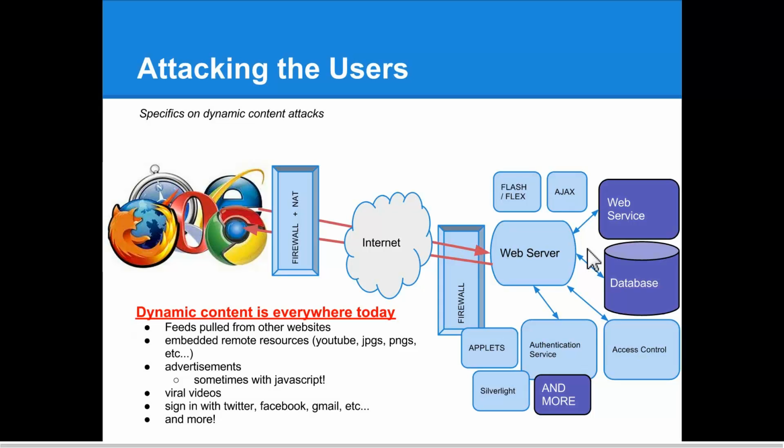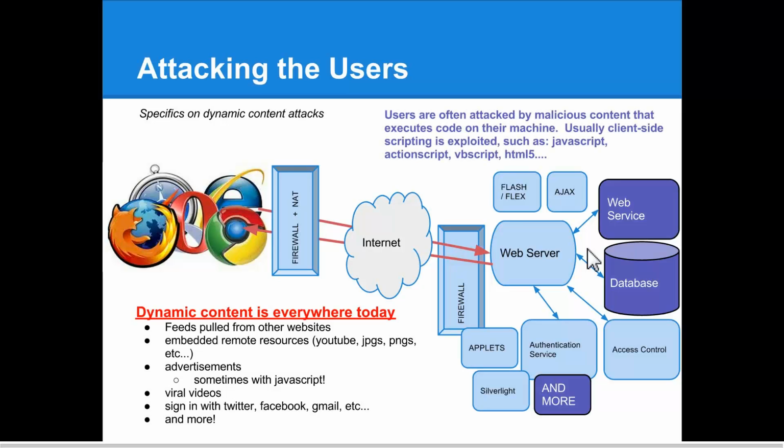This brings us to how servers can be subverted to attack users. Dynamic content is everywhere today. Feeds pull content from other websites and other domains. There are embedded remote resources, perhaps the latest YouTube video posted on your Facebook feed. There are advertisements, perhaps Google advertisements or ads from other services that could even have JavaScript running in the ad. There are always viral videos, features to sign into a website with Twitter, Facebook, or Gmail, and so many more.